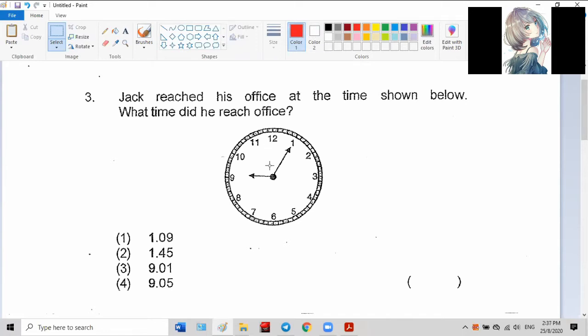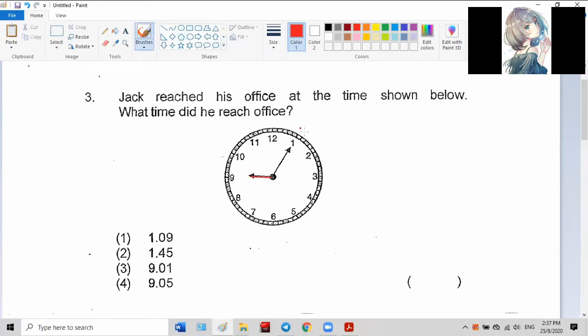9:05. Yeah, you see, it's just past the 9 only. Can you see? See, this is 9. Exactly, just a little bit past. I told you, as the minute hand moves, the hour hand has to move.